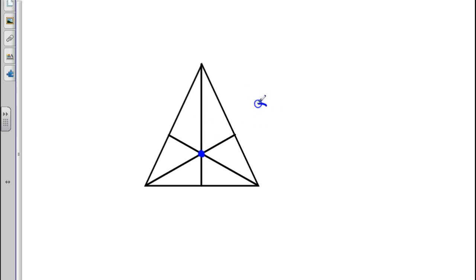And this is called the incenter, the incenter. So where the 3 angle bisector segments meet is called the incenter, and we will look at that a little bit more together in class.